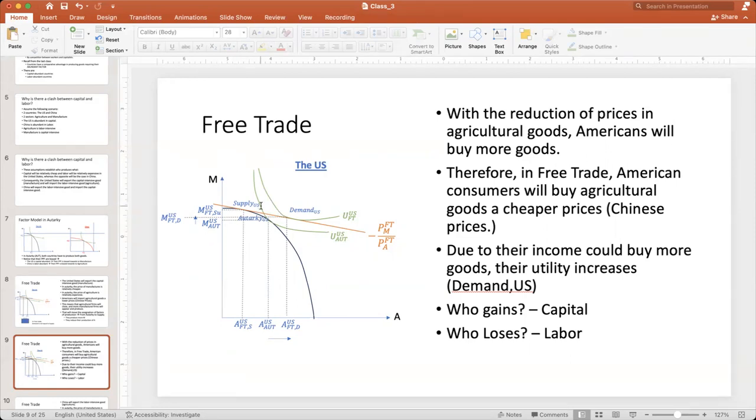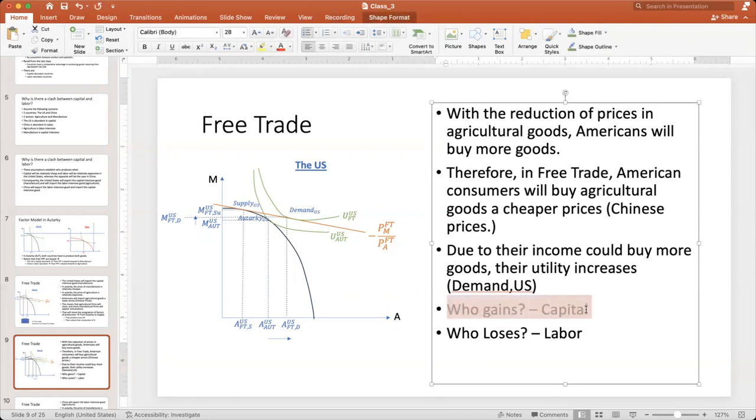Why? Because with this new situation in which the American economy is specializing in manufacturing production, there will be an incentive to create new firms. And with new firms, there will be more competition within that sector, and the sector will be more competitive. So manufacturers and the owners of capital will gain.